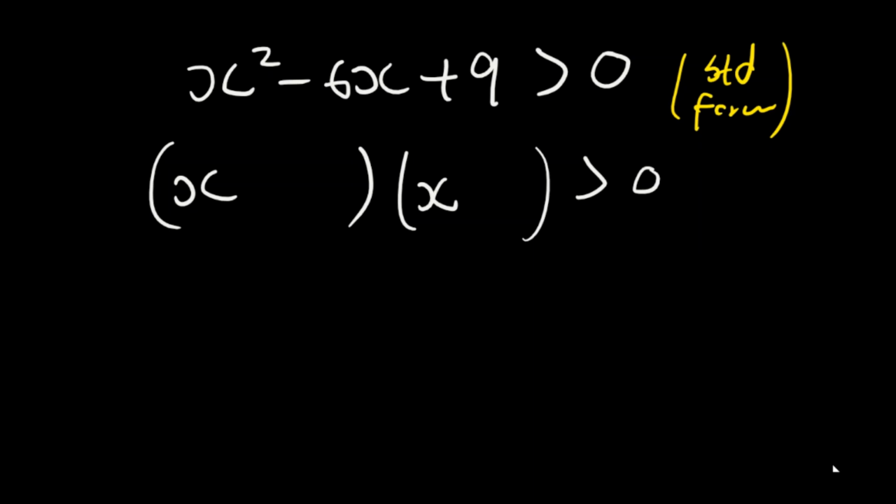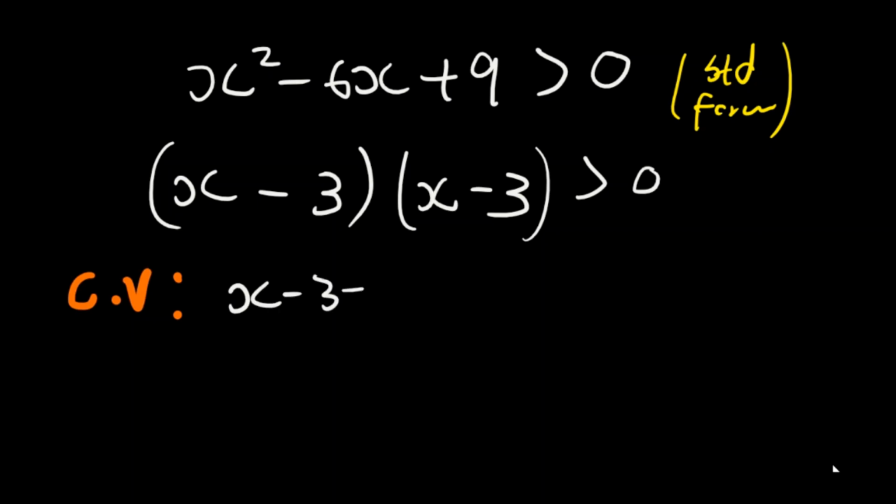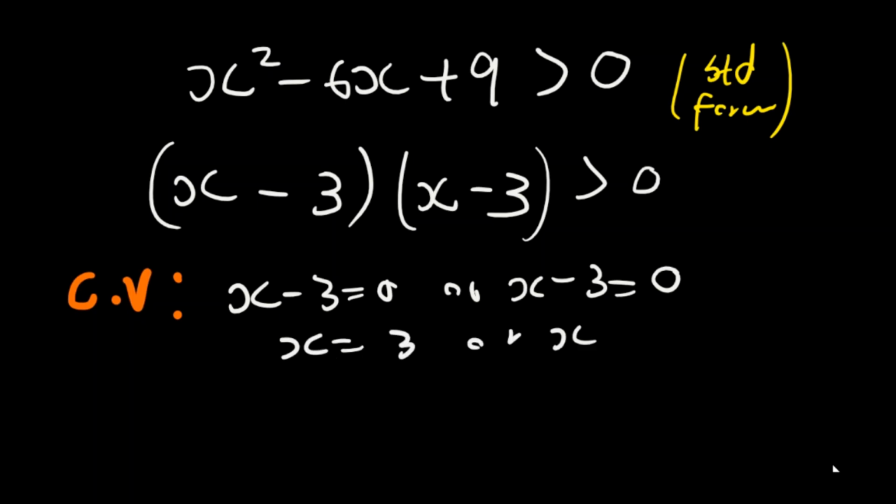Factors of 9 such that they give you the middle term is 3 and 3, right? So you're going to put negative and negative. Then from here, you just find your critical values. Don't forget, critical values is going to be x minus 3 is equal to 0, or x minus 3 is equal to 0. So x equals 3, or x is equal to 3.